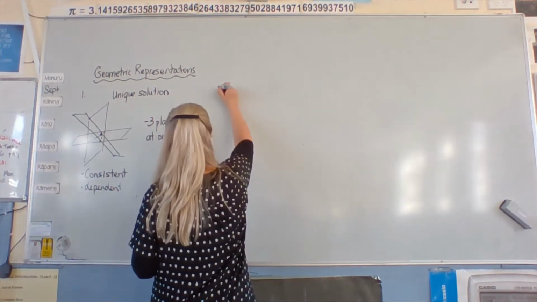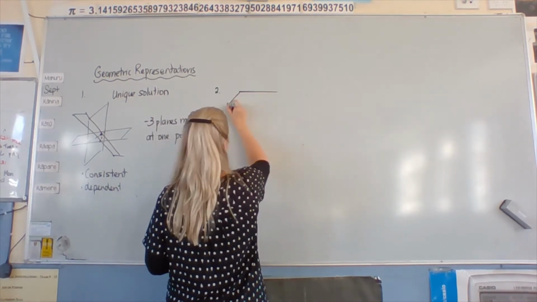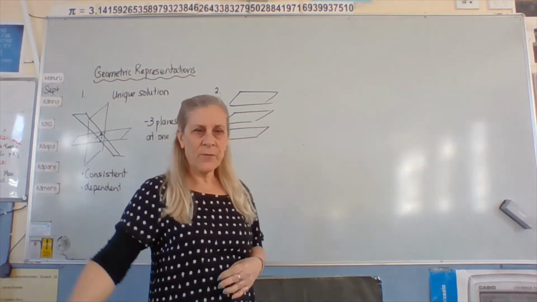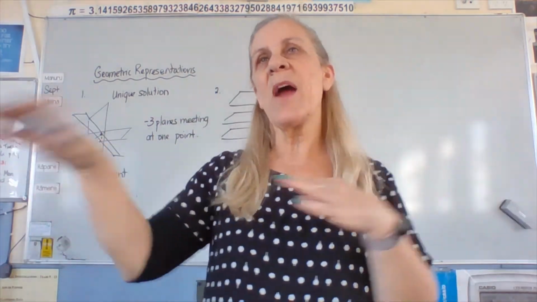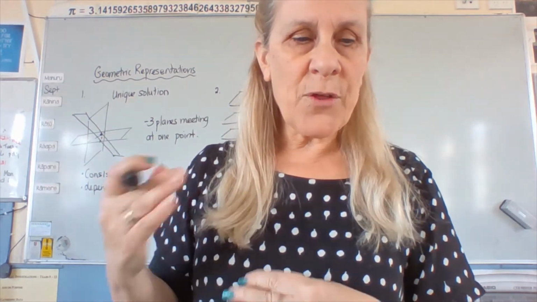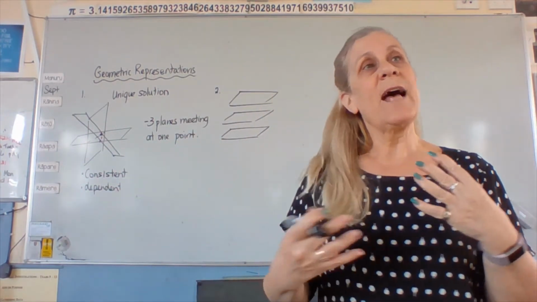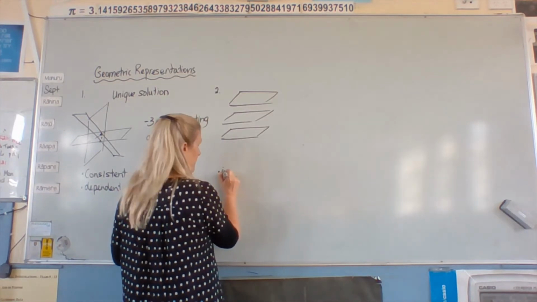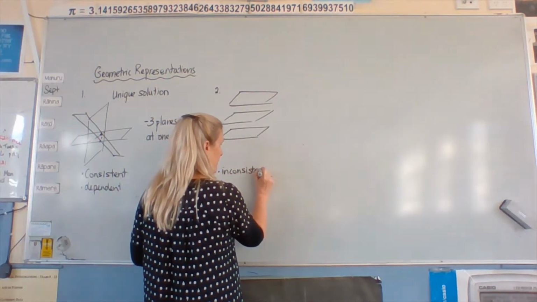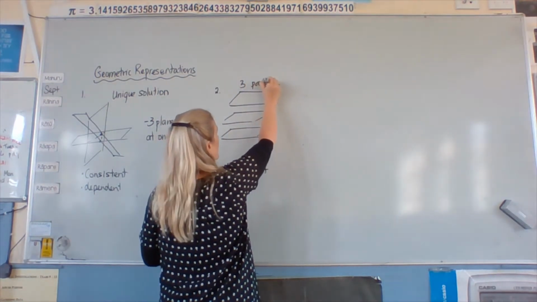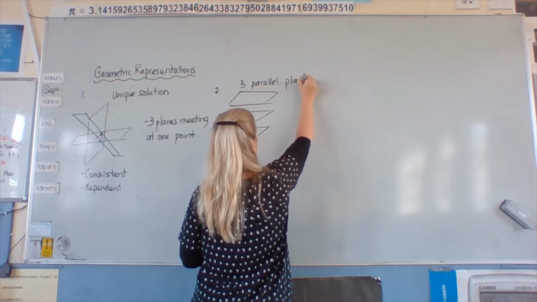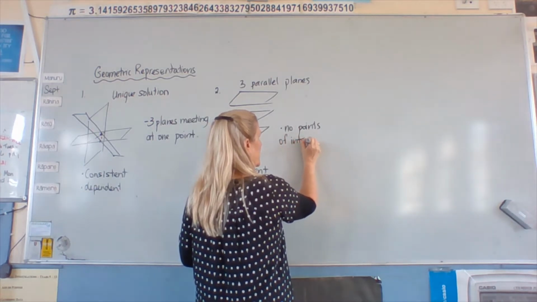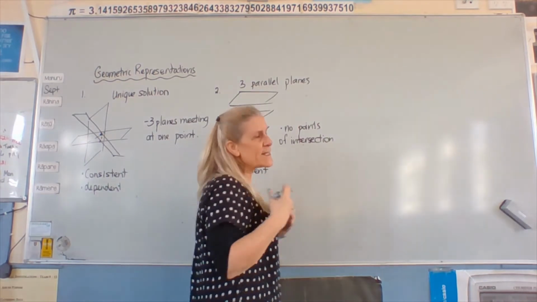The second situation is floating planes, all right, so floors of a building, they don't intersect. They're parallel, we hope, in a building too, but they're parallel. So those three planes don't have any answer to them. So we call them inconsistent. No points of intersection. So, what does this look like?